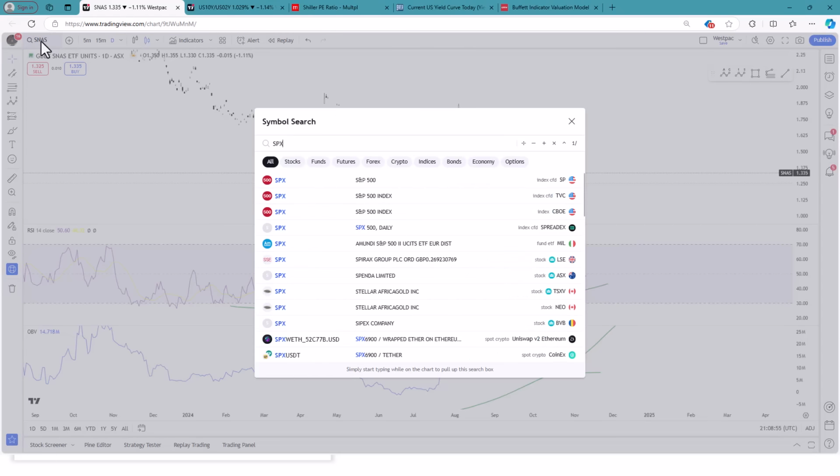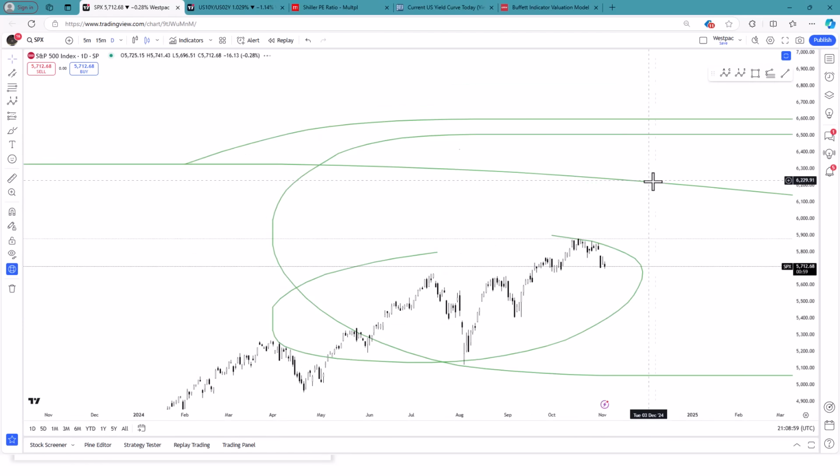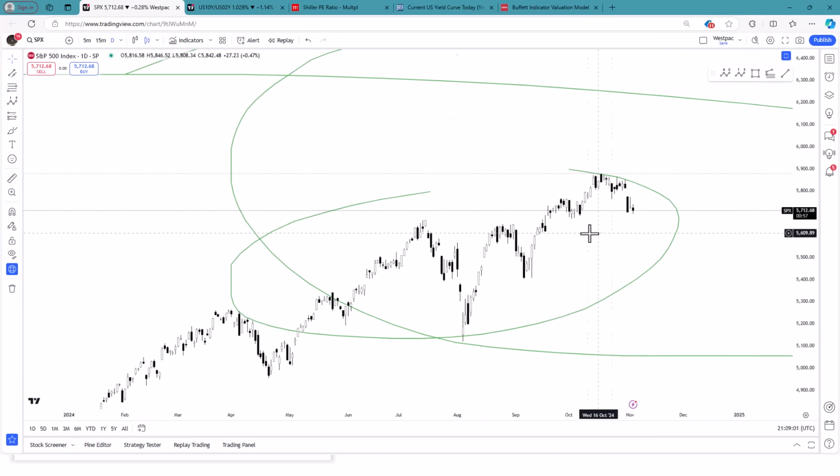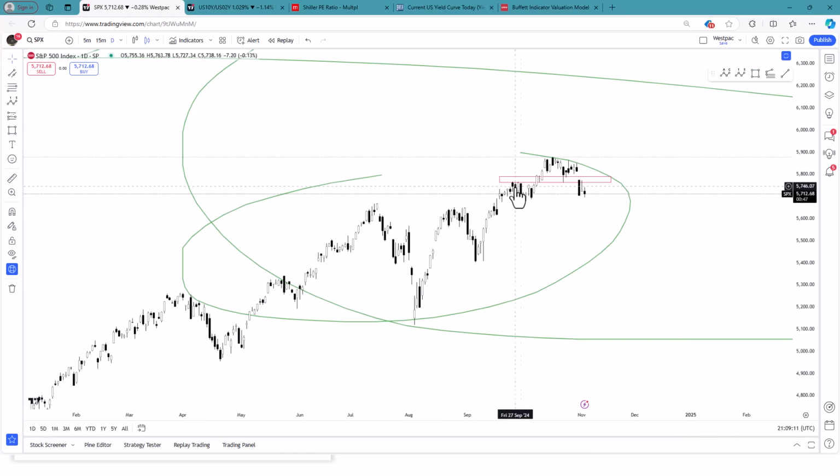Be careful, because the S&P 500 has changed market structure on the daily. Again, it could just be a pullback. It might just be a pullback to here, but you have had a lower low, lower high, lower low, and that happened through resistance support.